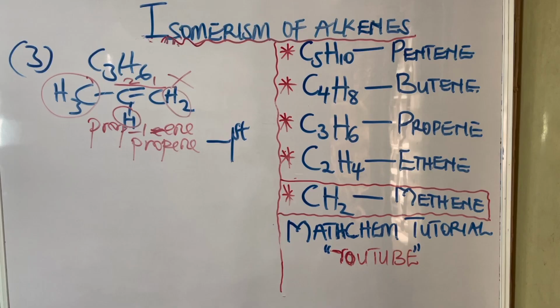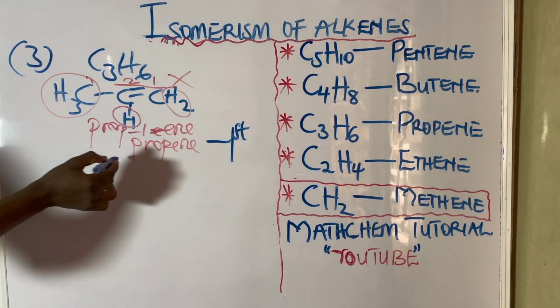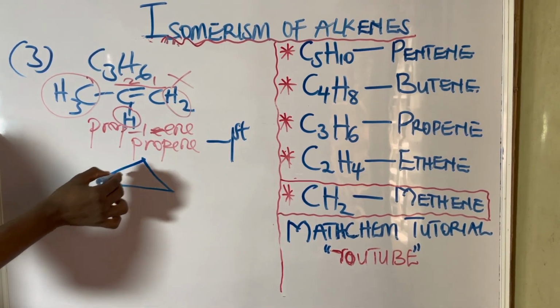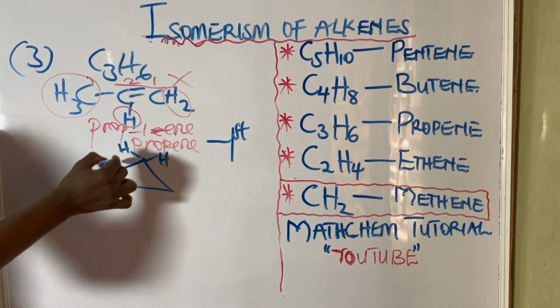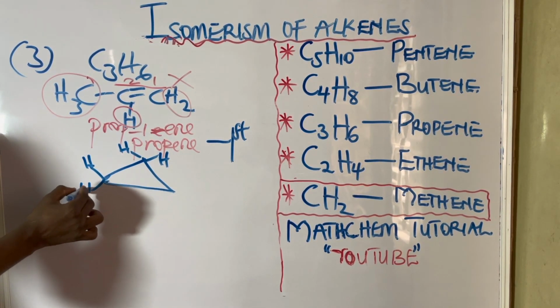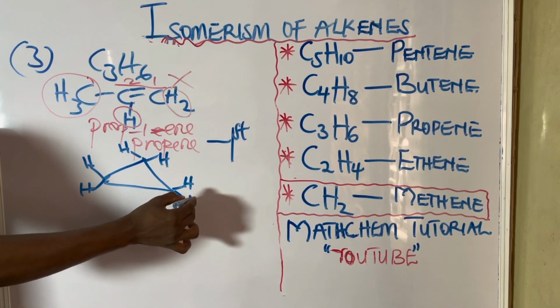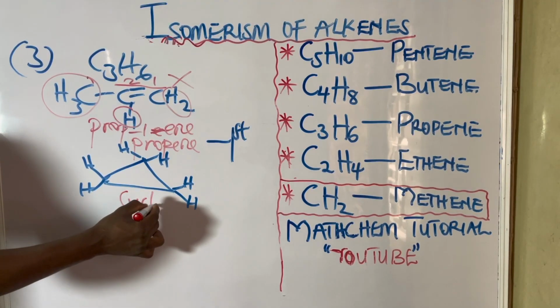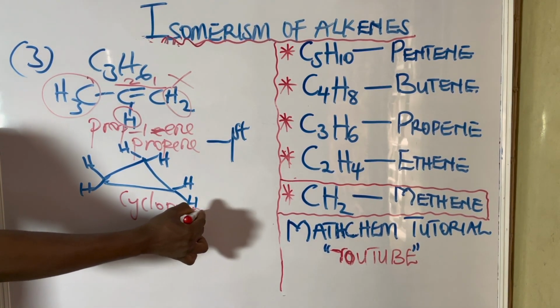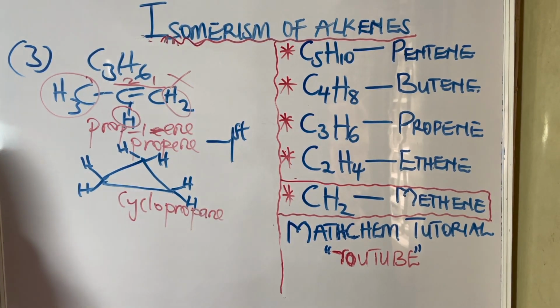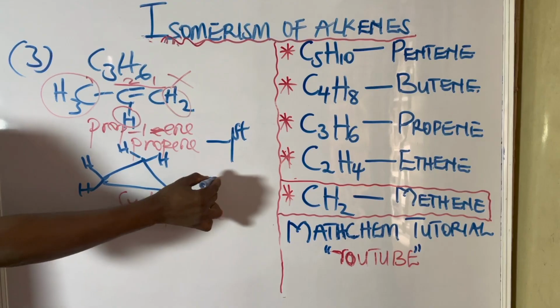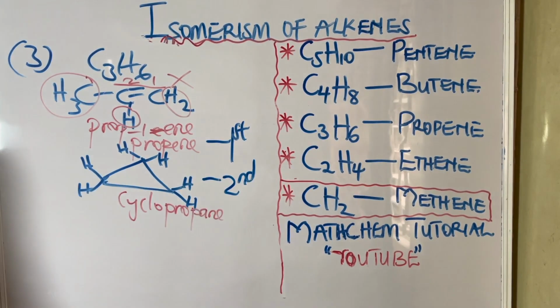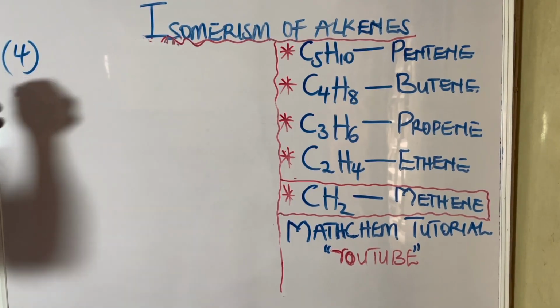Then the next thing for me to do is to write it as cyclopropane. So cyclopropane. 1 hydrogen here, another hydrogen here, 1 hydrogen here, 1 hydrogen here, another one here, another one here. This is still C3H6, and that is cyclopropane. And that is the second isomer. After cyclopropane, nothing again for me to do. So that is all.